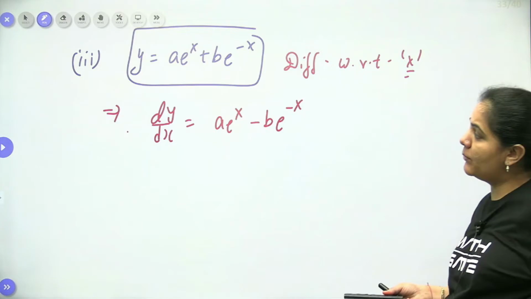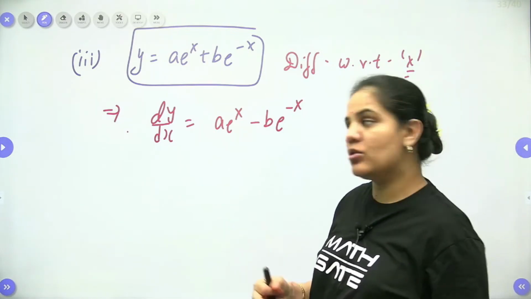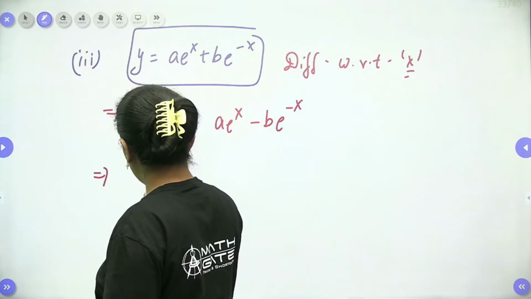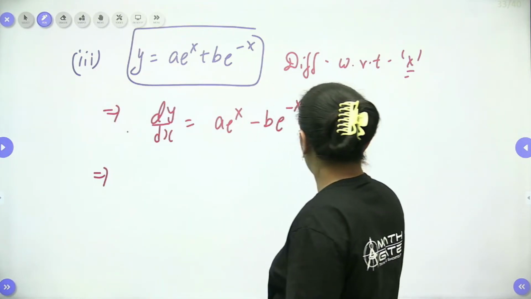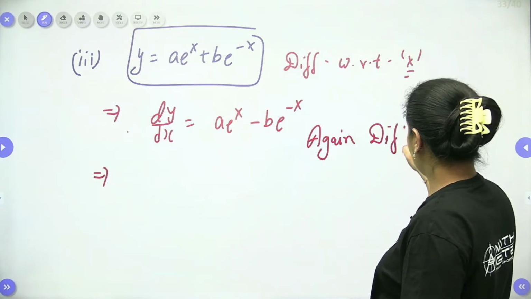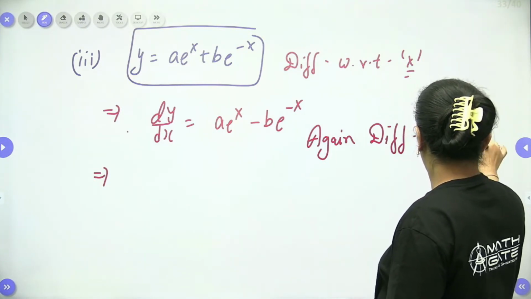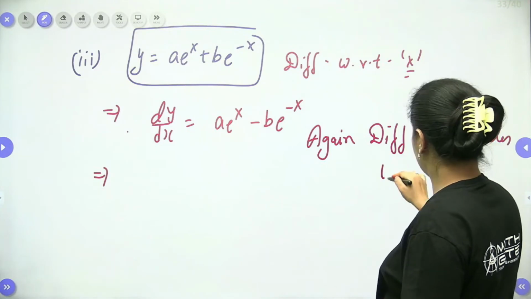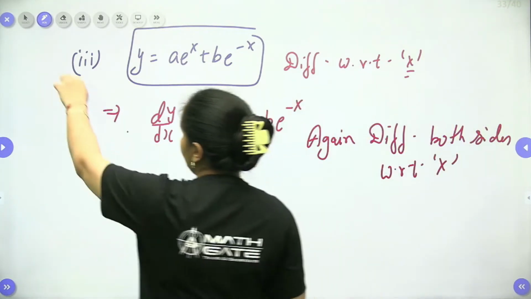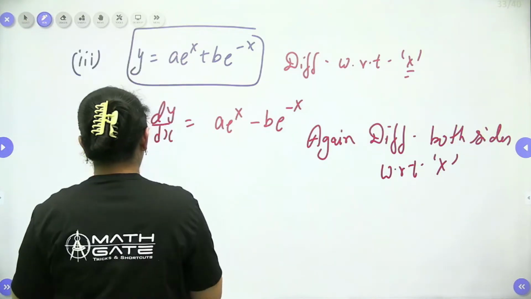Now how will we approach? We will differentiate it one more time. Okay, let's differentiate it one more time. So when you differentiate it one more time, let me write down here, again differentiate both the sides with respect to x only. So when you differentiate it one more time, what will you get?